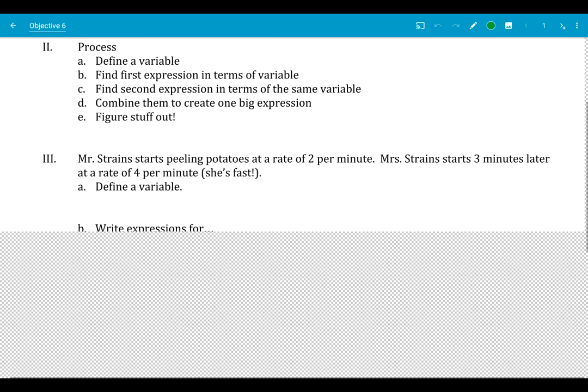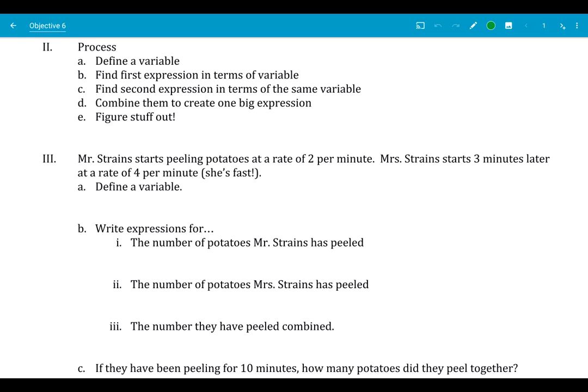I've outlined a process for you here. You should define a variable, and the key is there really should only be one variable here, okay? In a lot of these, it might initially seem easier to define two variables. But if you define two variables, it becomes very difficult to do anything in terms of solving. The process becomes a little more complex, so we're going to try to stick with one variable.